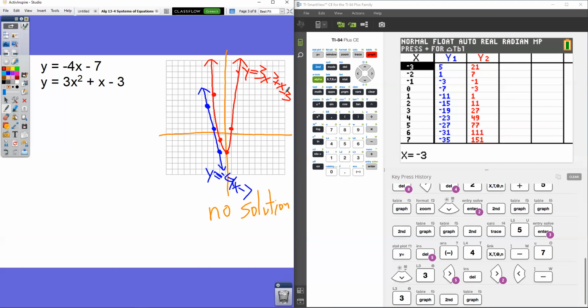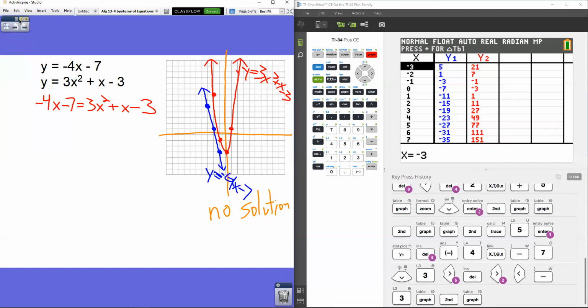Notice that they don't touch at all. I'm going to set these two things equal to each other. Now this one's actually going to be easier to solve because it's going to be no solution. So the first step is still the same. We want to get everything equal to 0. So plus 4x and plus 7 on both sides. Those cancel out. So we have 0 equals 3x squared plus 5x plus 4.